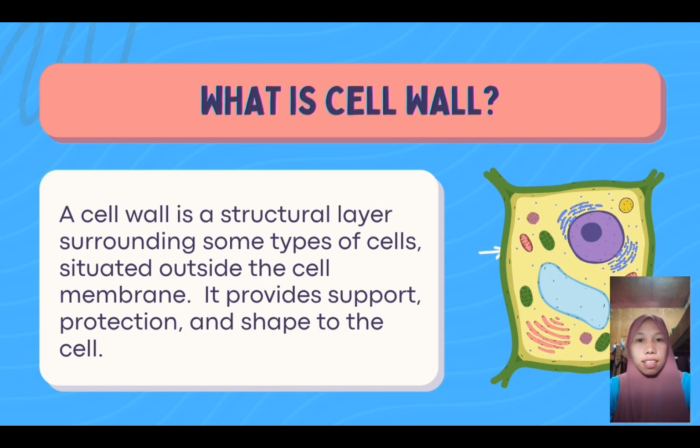A cell wall is a structural layer surrounding some types of cells. Situated outside the cell membrane, it provides support, protection, and shape to the cell. So, in plants, ang cell wall is made of cellulose, which is a type of carbohydrate. So this makes plant cells rigid and strong. So because of the cell wall, plants like trees can stand tall and resist damage from external forces.